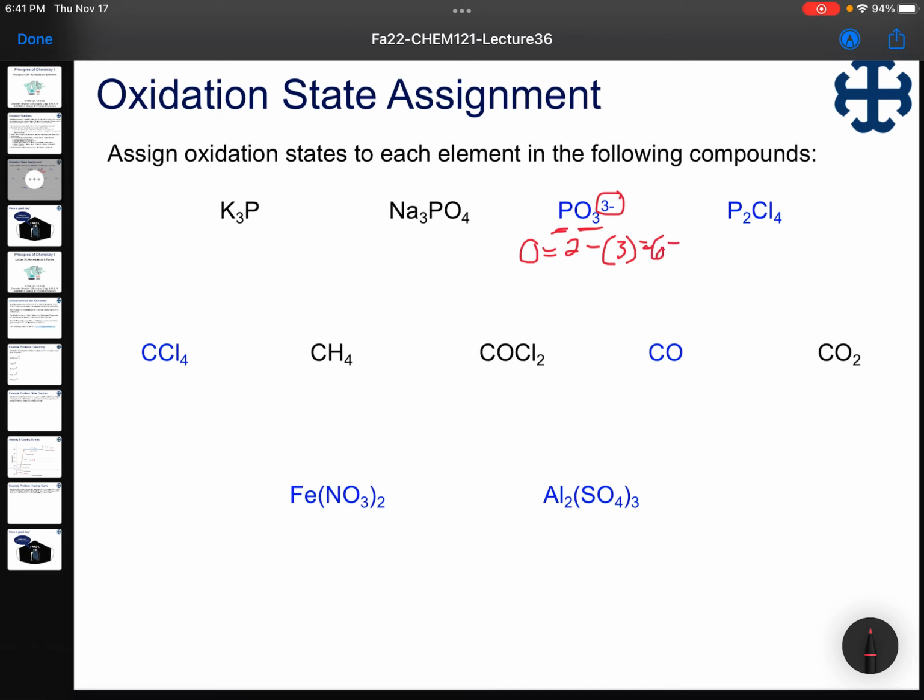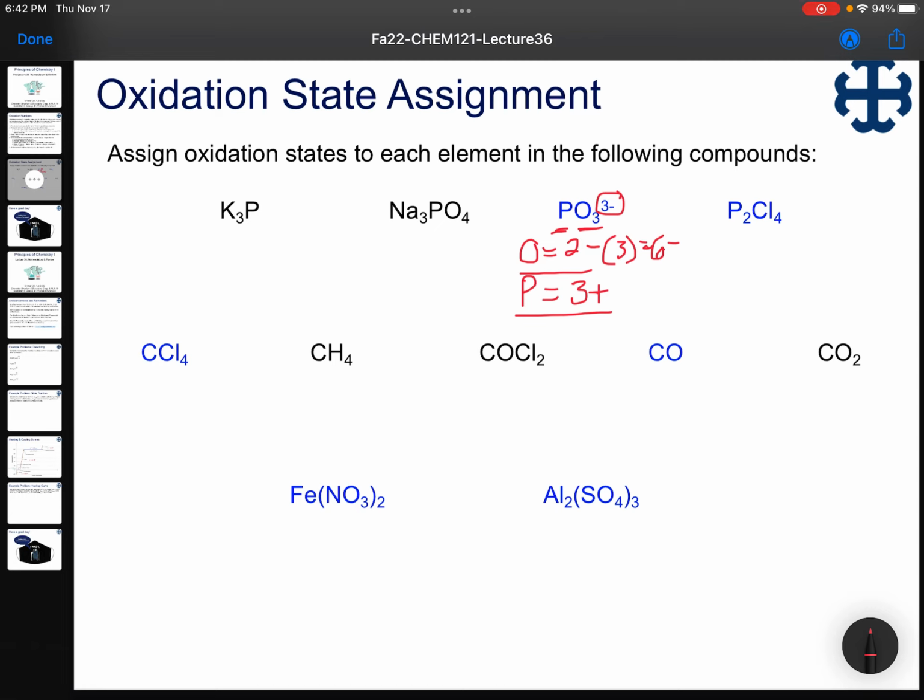And if we have 6- and we know our total charge has to be 3-, we just need to make up the difference with phosphorus. And so, of course, the difference between 6- and 3- is 3. So the phosphorus oxidation state is going to be 3+. Okay, and that leads us to our oxidation states. Oxygen, again, would be 2-, phosphorus 3+. Okay, so that is one example.